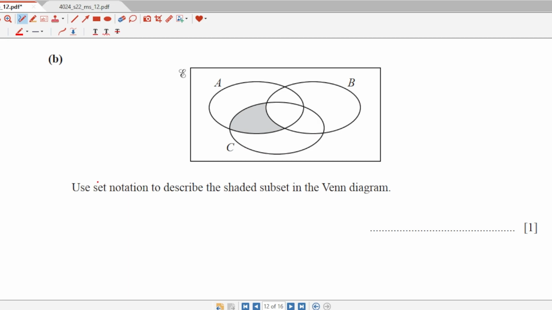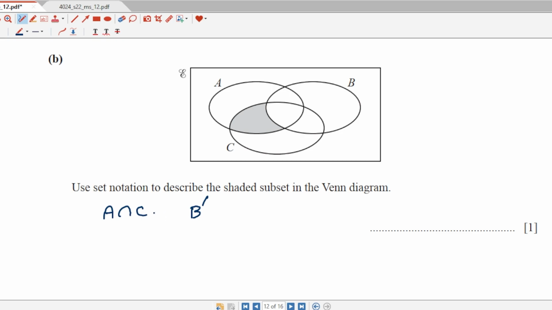A Venn diagram is given. Use set notation to describe the shaded subset in the Venn diagram. We can use set notation. The shaded region is the intersection of A and C, so first of all, we can write A intersection C, and the complete B is excluded. B is not included in the shaded area, so the other value is B complement. The first answer is A intersection C and the other answer is B complement.